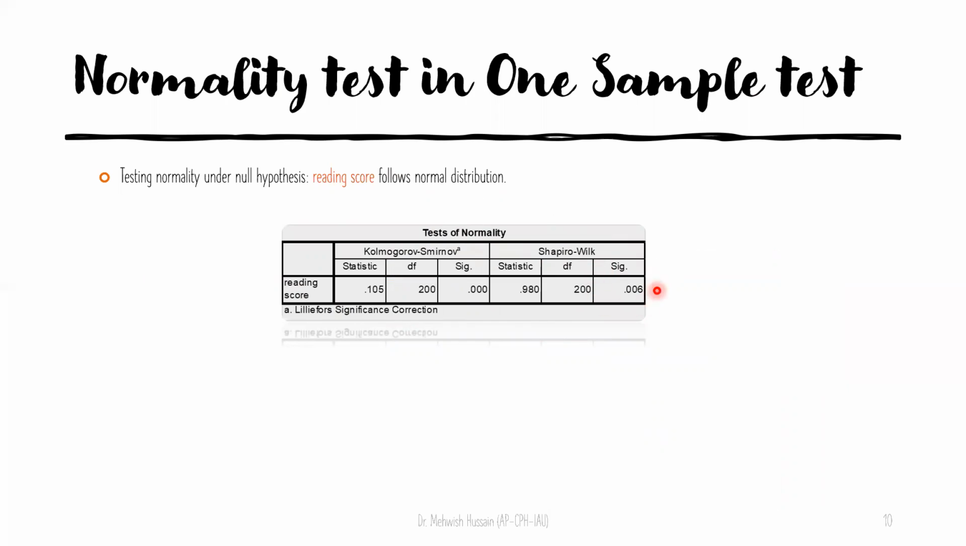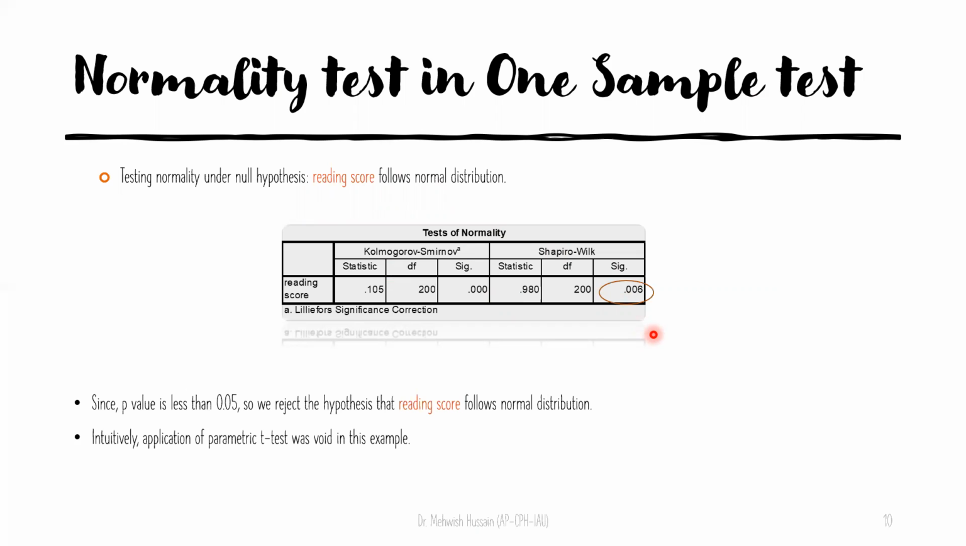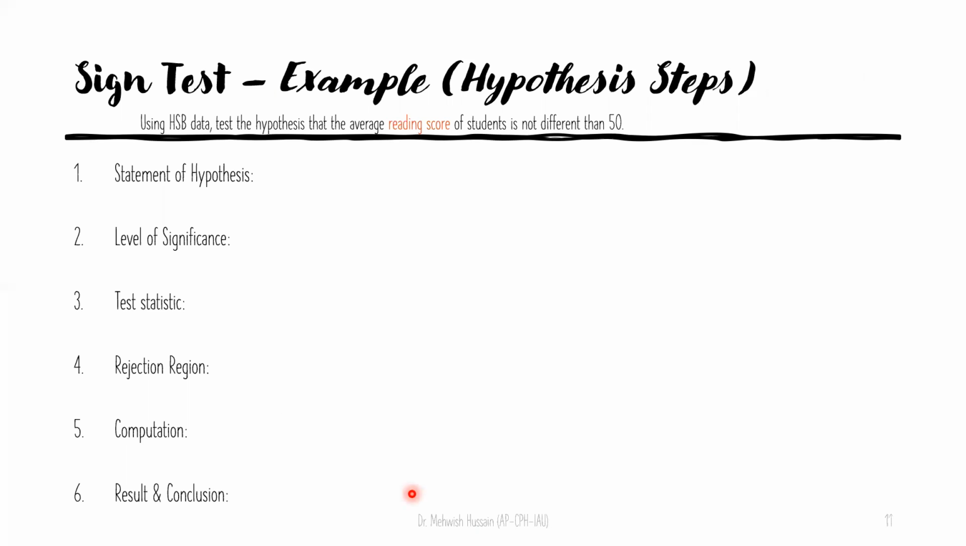The Sig value is nothing but the p-value. If the p-value is more than 0.05, we say the data follows a normal distribution. But since this p-value is less than 0.05, we reject the null hypothesis that the reading score follows a normal distribution. Since the reading score does not follow a normal distribution, we cannot apply a parametric test like the t-test because of the non-normality of the data. So we will have to apply the sign test instead.